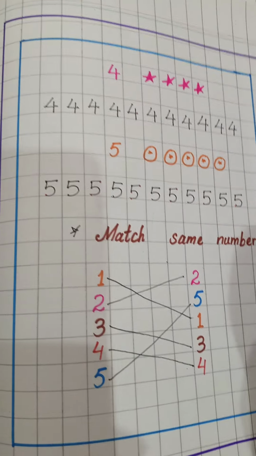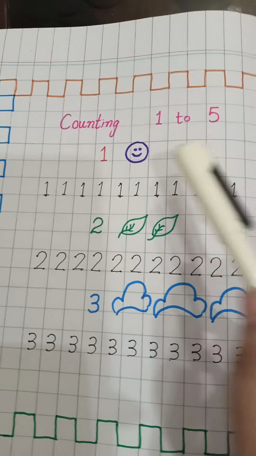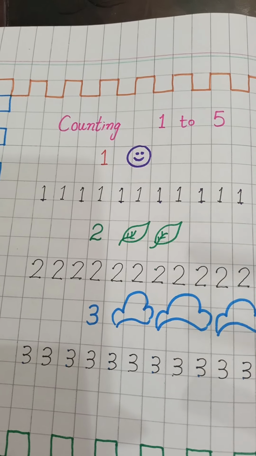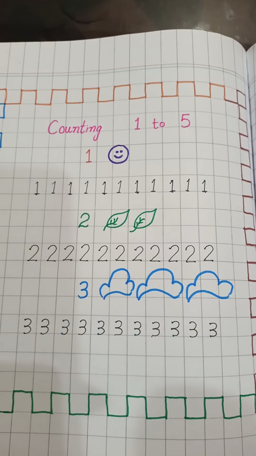1, 2, 3, 4, and 5. Do practice on your notebooks just like this and draw these little things on your notebooks, leaves, clouds, to make it more attractive.